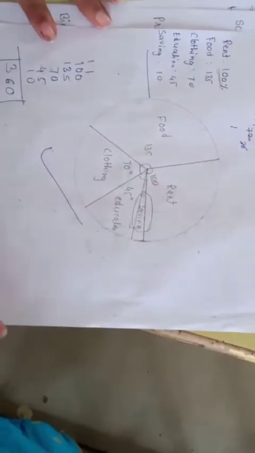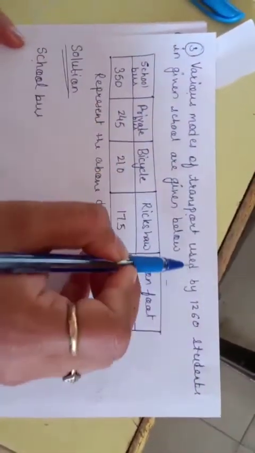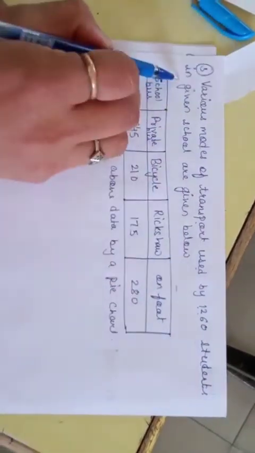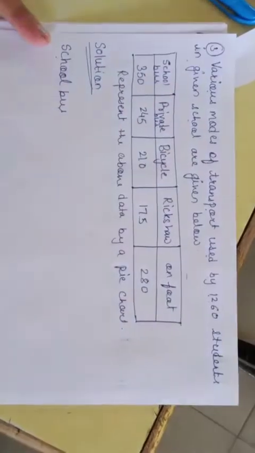Understood? Yes. Now the second sum you have to do on your own. We will be doing the third one. Now let's start. Now what is the question? Various modes of transport used by 1260 students in a given school are given below.